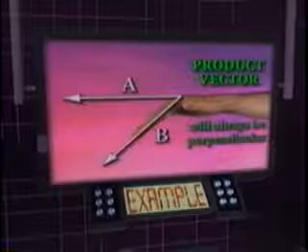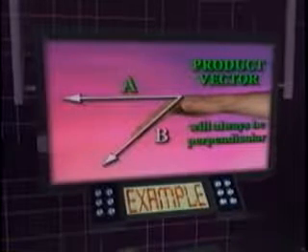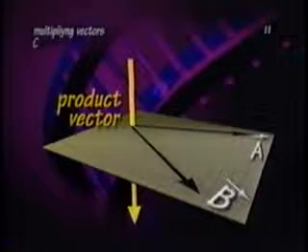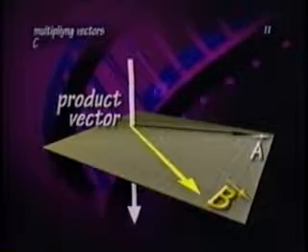The product vector will always be perpendicular to both vector A and vector B. So, in our example, the direction of the product vector is going down through the page, perpendicular to both vectors A and B. It's easier to visualize which way the product vector is going if we diagram the vectors on a piece of paper, like this one here.